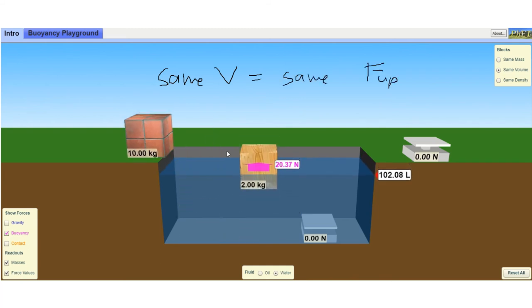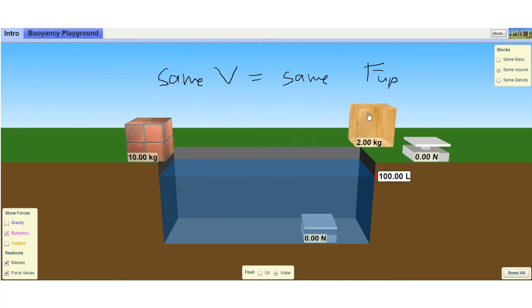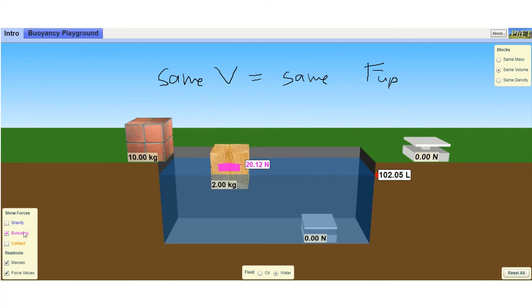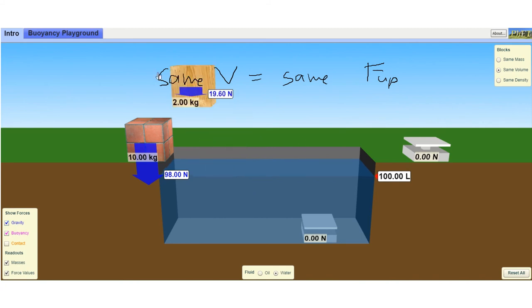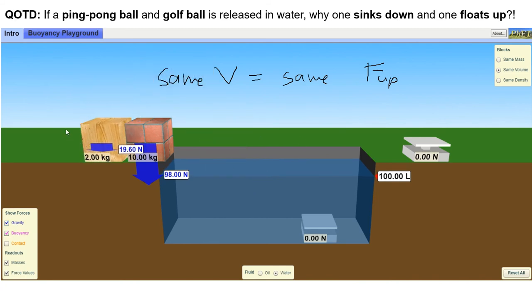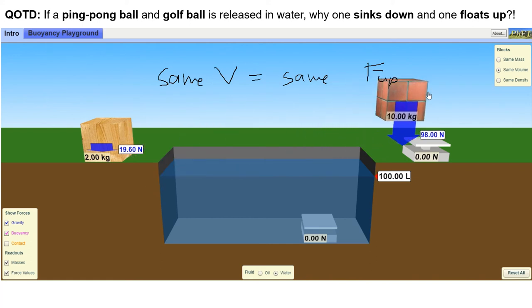The secret lies in their weight. So, it's not just the upthrust force that's acting on objects. You also have, let me show forces on the left side, gravity. Let's put this side by side. The heavier object has a larger weight, so 98 newtons. See, you put it on the scale here, 98 newtons.